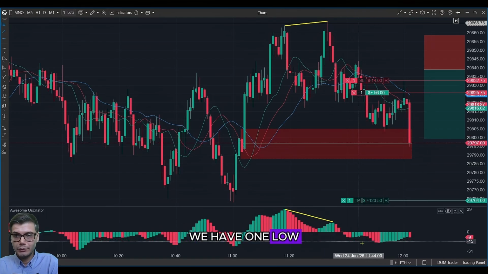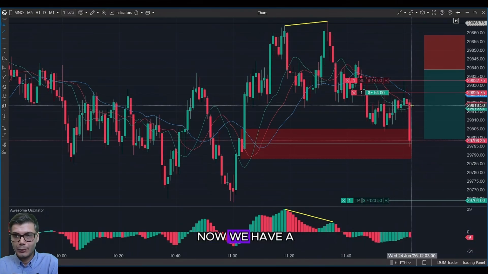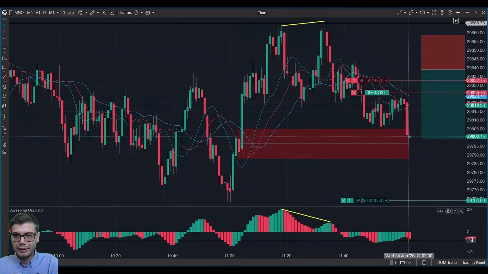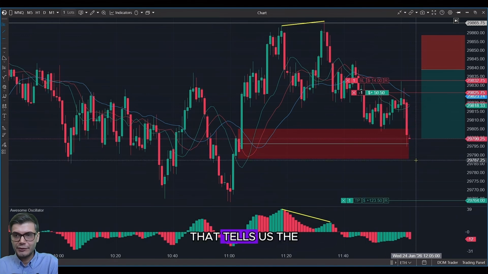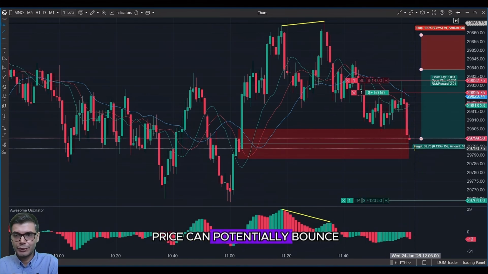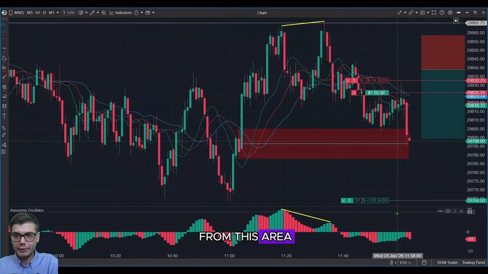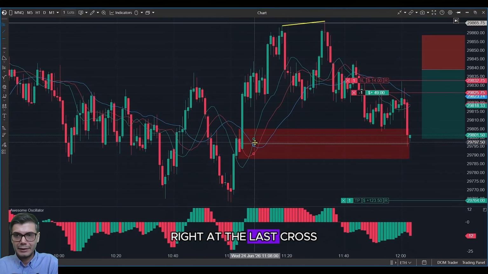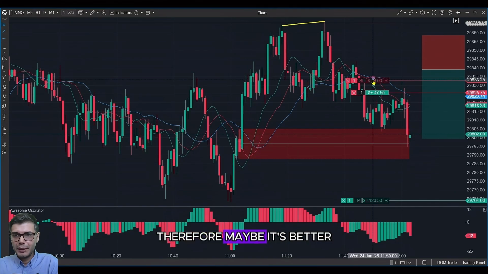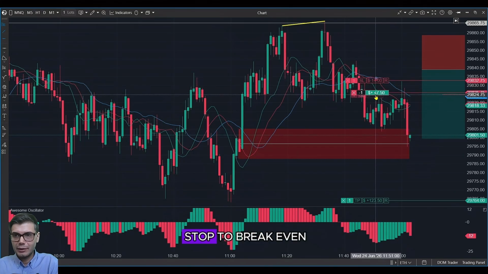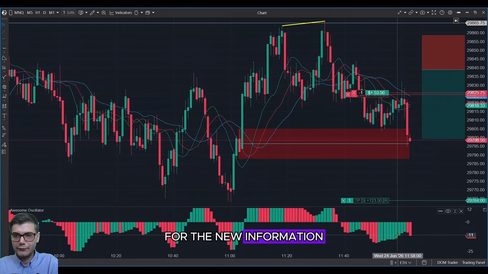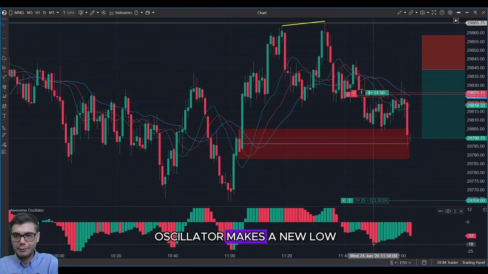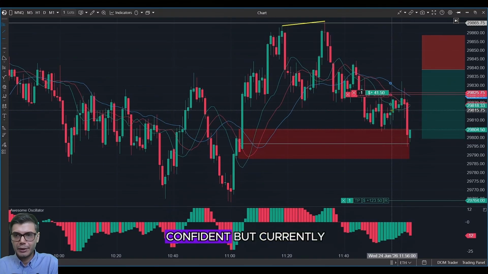Let's look at Awesome Oscillator. We have one low. This low is respected. Now we have a new low, but Awesome Oscillator did not make a new low. This is a divergence that tells us the price can potentially bounce from this area. That divergence occurred right at the last cross. Therefore, maybe it's better if I leave this stop at break even for the new information that we have. If I see Awesome Oscillator makes a new low, I will be more confident.